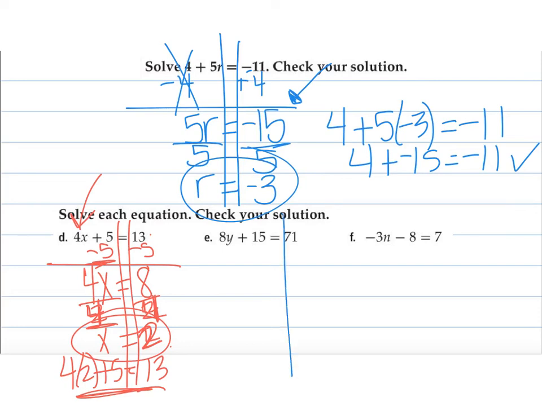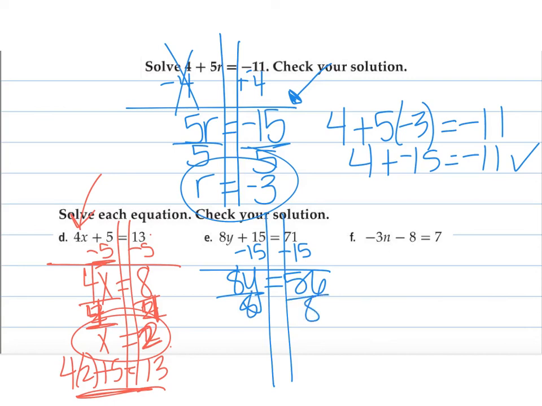8y plus 15 equals 71. So let's subtract 15 on both sides. So 8y, and then 71, I know 71 minus 10 is 61, minus 5 is 56. So 8y equals 56, divided by 8, y equals 7. So 8 times 7 plus 15, does that equal 71? I know 56 plus 15 does equal 71, so y equals 7.